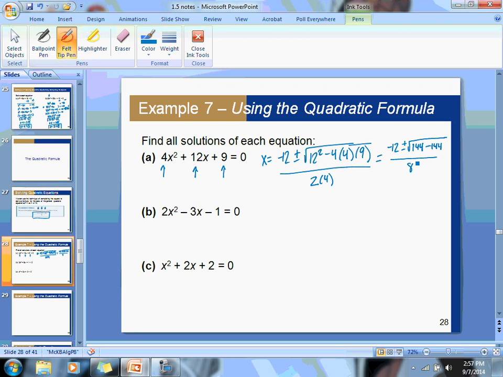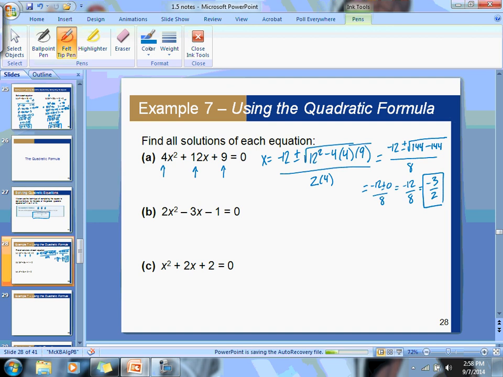Square root of 0 is 0. So I actually get negative 12 plus or minus 0 all over 8. So really that's just negative 12 over 8, and that would reduce to negative 3 over 2. So I get one real solution. And we're going to talk about the characteristics of the value inside the radical sign and the type of solution you get after we finish these other two examples.